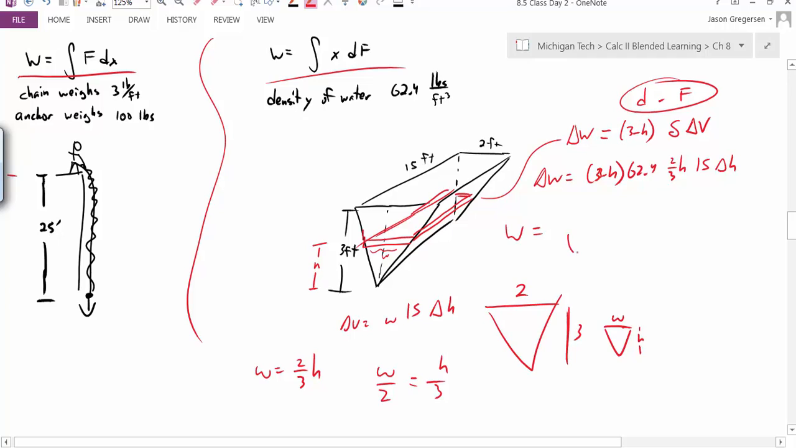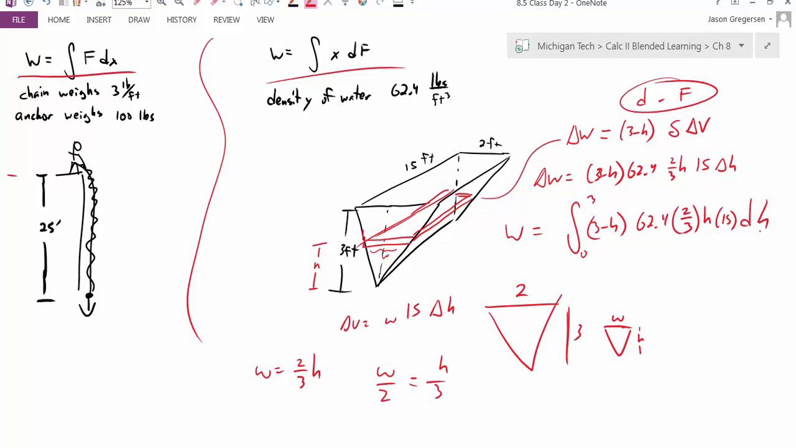And then my total work is just adding all those things up. From where to where? Zero to 3. It looks ugly when I just throw it all into my integral like that. But really, I have 62.4 as a constant, 2/3 is a constant, 15 is a constant. I can multiply all those together and pull it right outside of my integral. And so I'm really just integrating 3 minus h times h, which is just a quadratic, a polynomial, which is pretty straightforward to integrate.